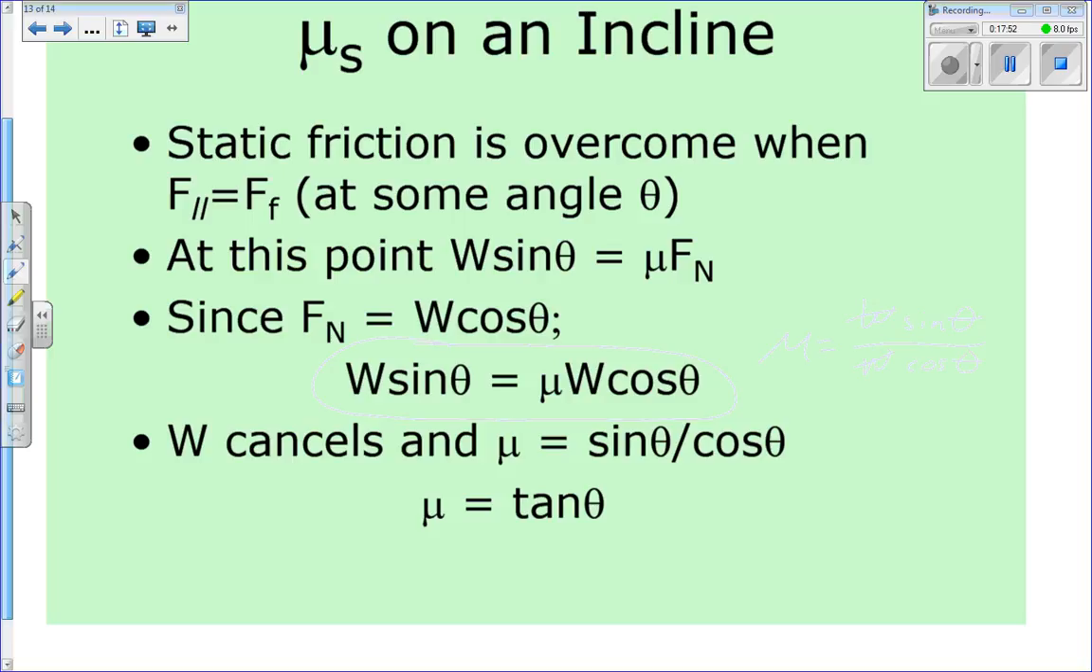All right, so that is it. Equilibrium, equilibrant forces, and forces on an inclined plane.